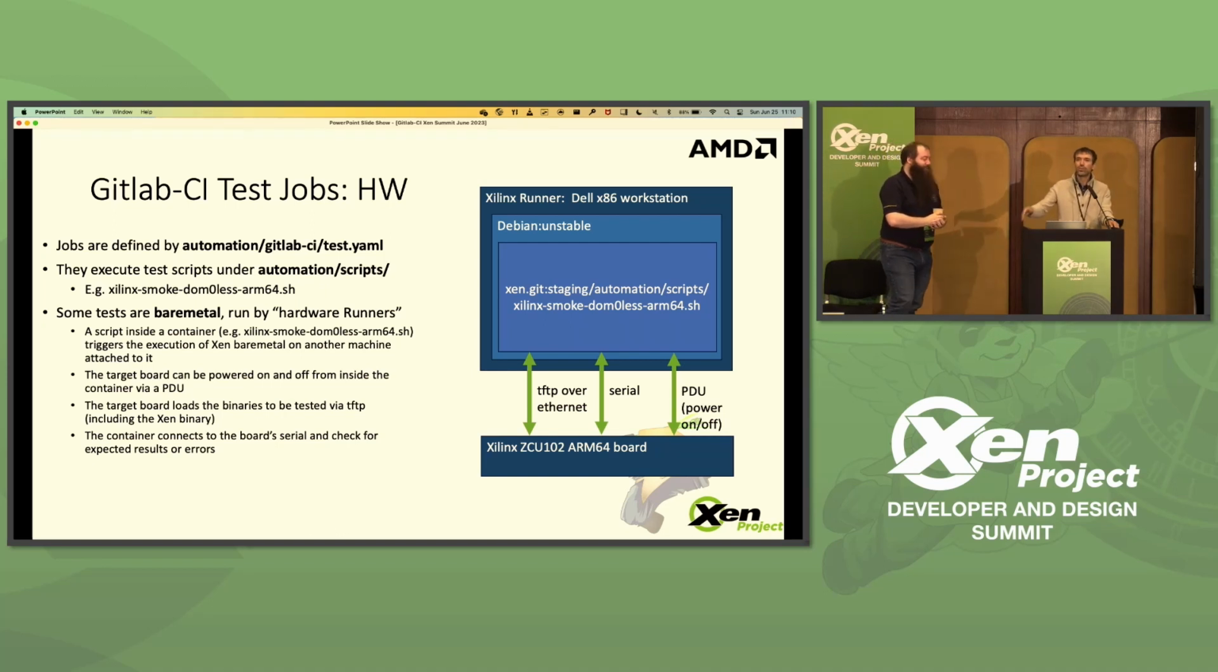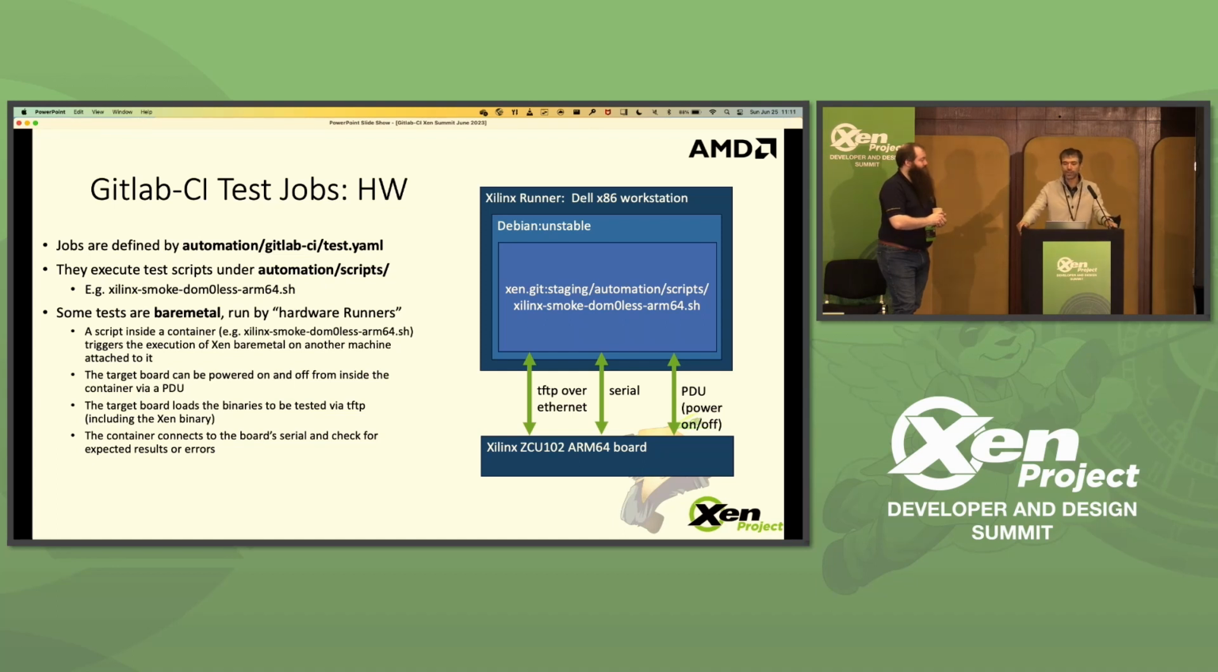So what we currently do is the runner runs on a Dell x86 workstation. This is a plain old Dell x86 workstation, one of many we have in the San Jose office. The workstation itself is the one running the runner. That means it's x86, right? So you have a Debian unstable running. You have Xen.git, the Xen binary, and you run a script as usual. However, this time the workstation is connected to a board. I mean, literally connected with cables to a board.